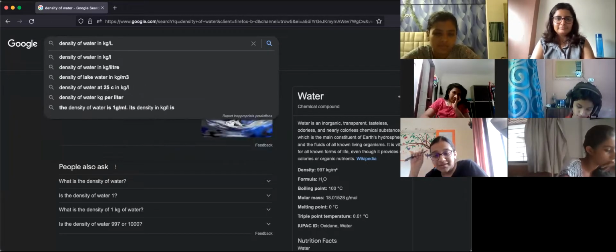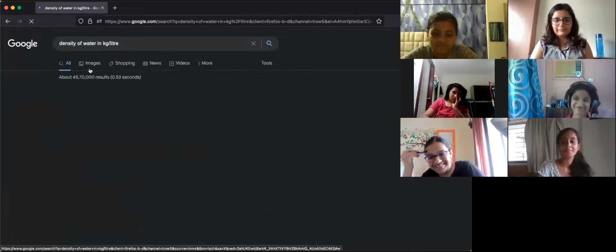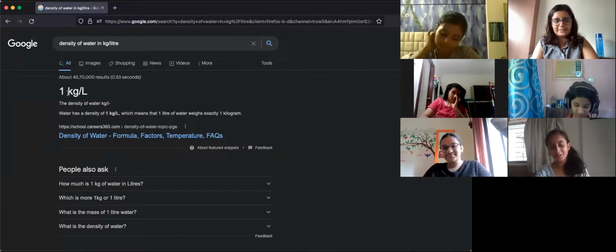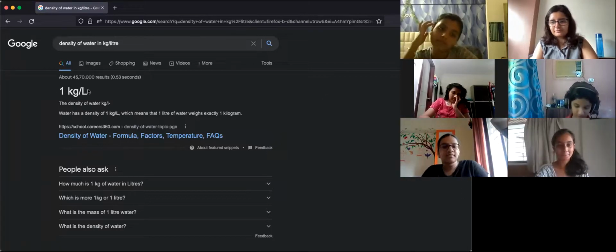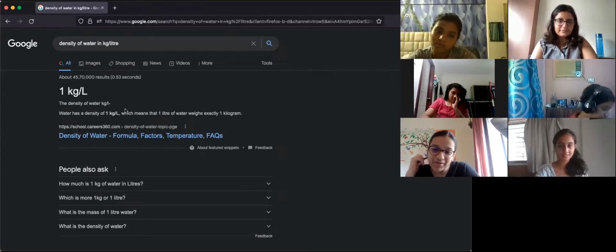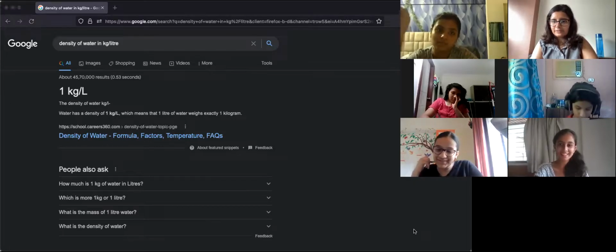And what are we doing? I'm so confused. What are you saying? This is density of water, 1 kg per liter. Got it? Okay. But what are you doing with this information?